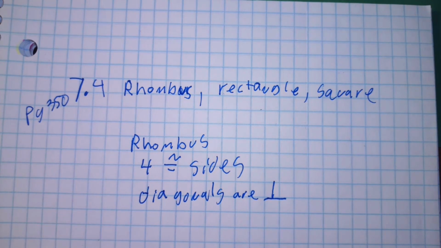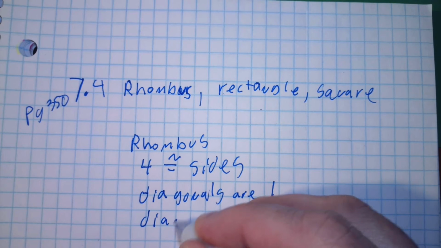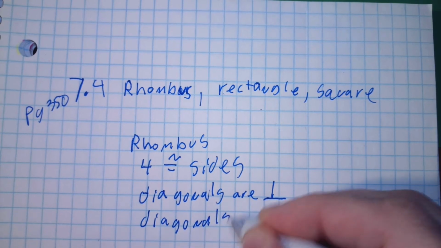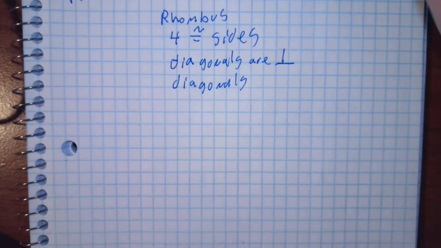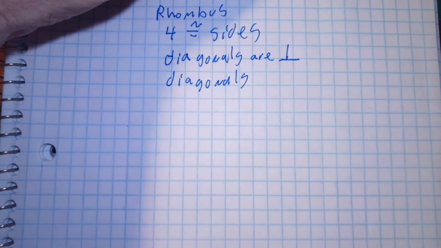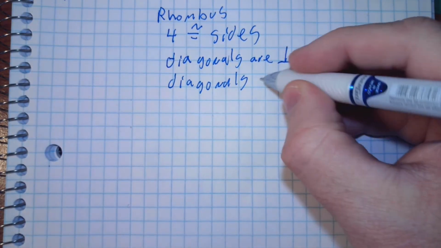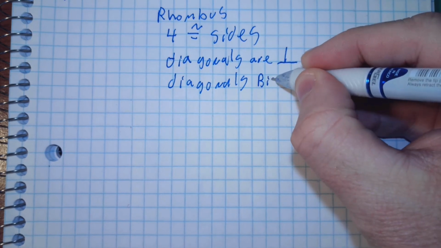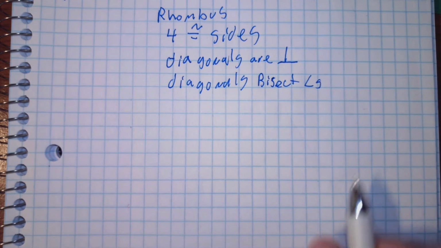And then opposite angles in a rhombus. The diagonals bisect angles. And I'm going to show you what that means real quick here.